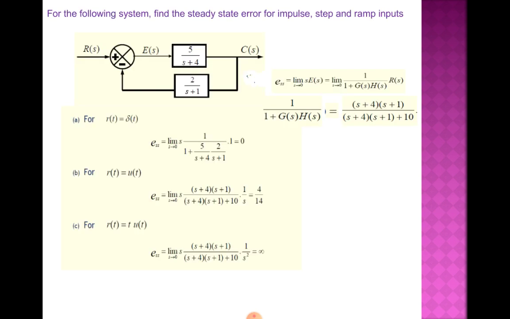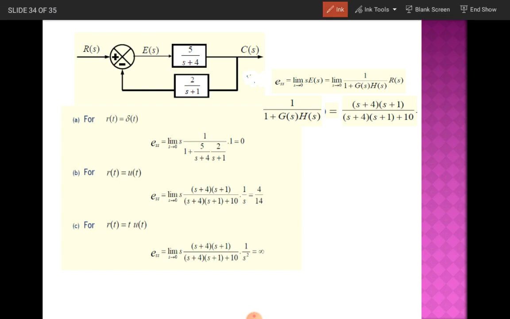Now we solve a problem on this. Initially we solve the problem by using the steady state error expression. A closed loop system is given. You are given a block diagram for a closed loop system. The forward path gain is given as G of s is equal to 5 divided by s plus 4 and H of s is equal to 2 divided by s plus 1. And we have to find out the steady state error for impulse, step and ramp inputs.